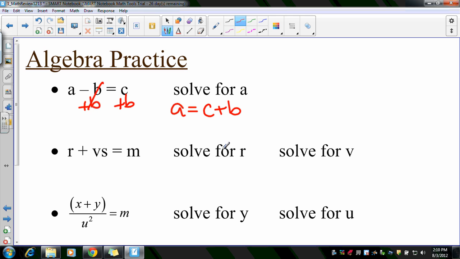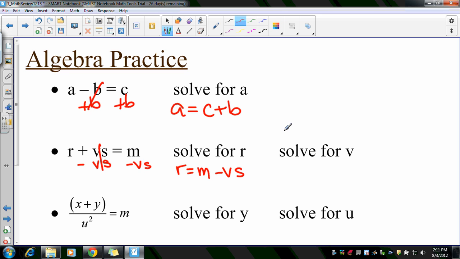Here we're going to solve for two different ones because it's different with our equation we've got right here. The first we're going to do is solve for r. Now, does it matter that v and s are together here? No, because that entire expression is added to r. So it's r plus vs. To get r by itself, we're just simply going to subtract the entire expression vs from both sides. Cancels that out, and we're left with m minus vs.